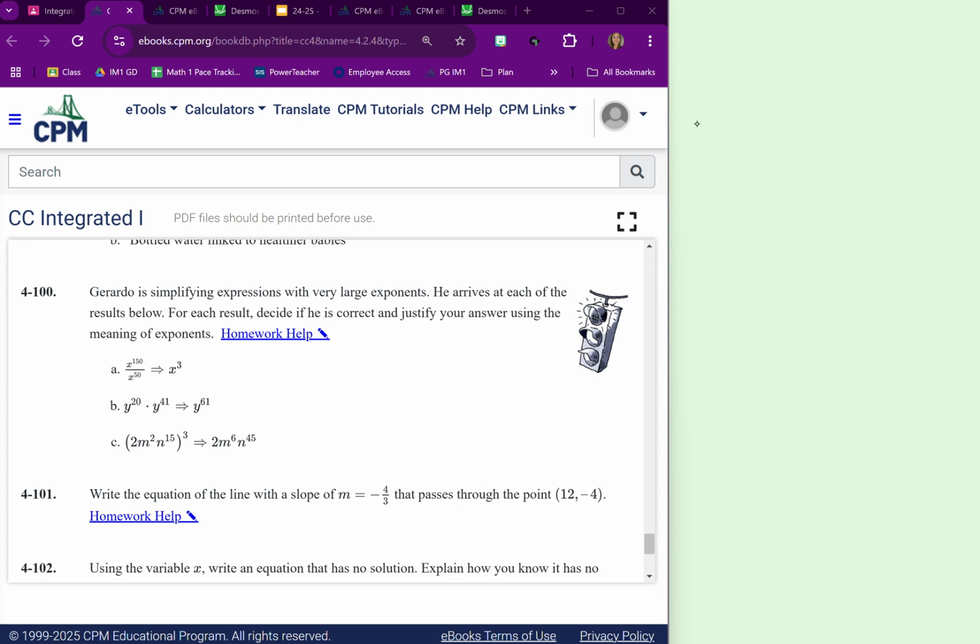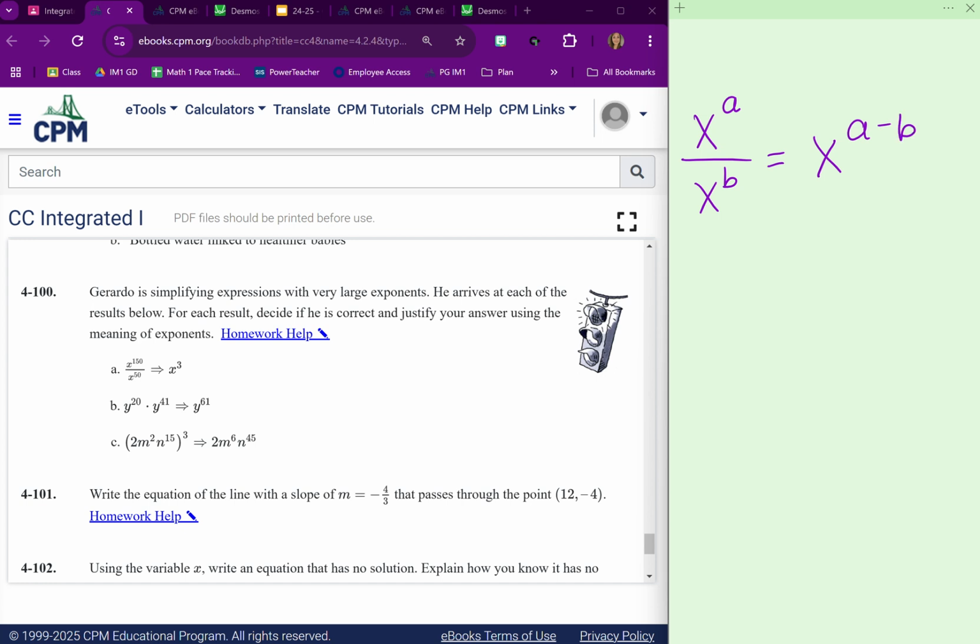So when we divide like bases, we could expand this the long way and write out however many x's are in the numerator and however many x's are in the denominator, then simplify by canceling. But with really big numbers, that would take a lot of time. So we did learn a shortcut in class that tells us just to subtract our exponents.